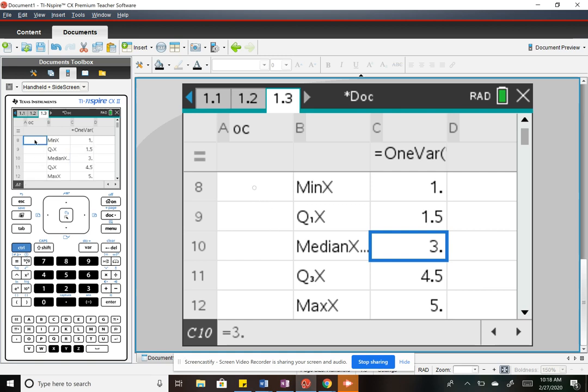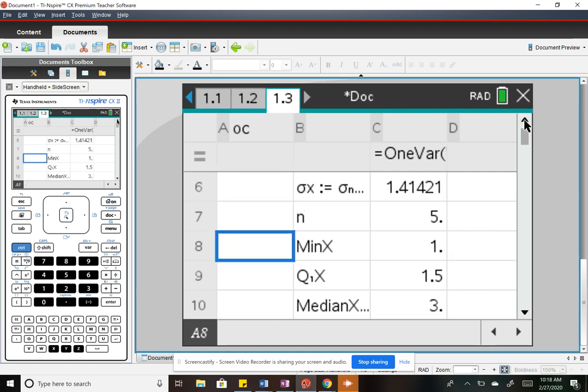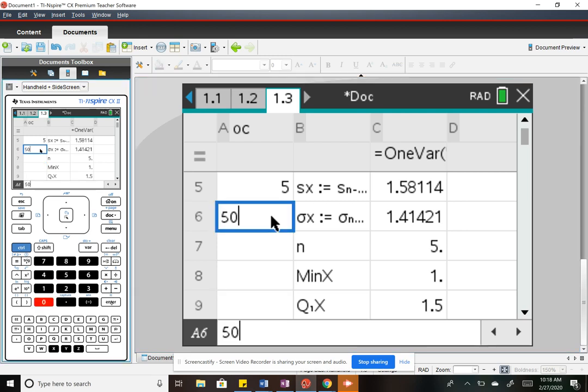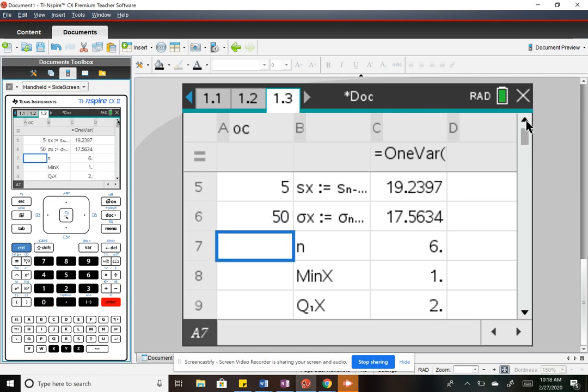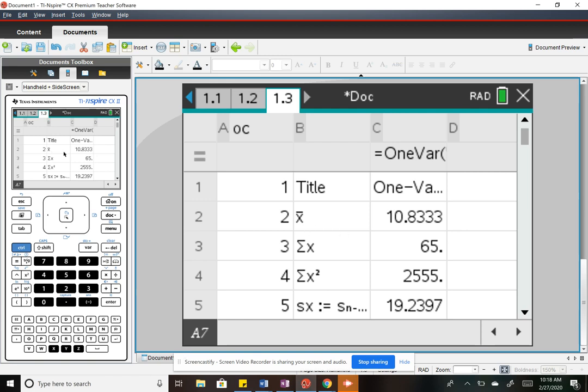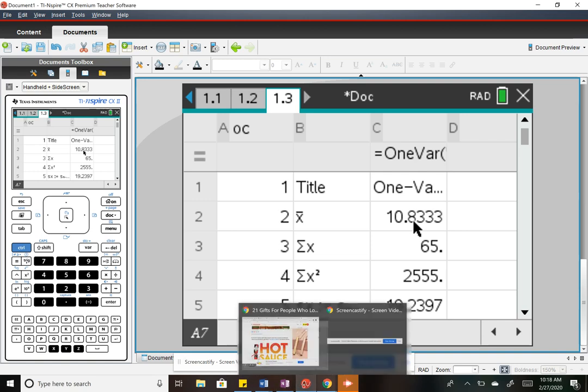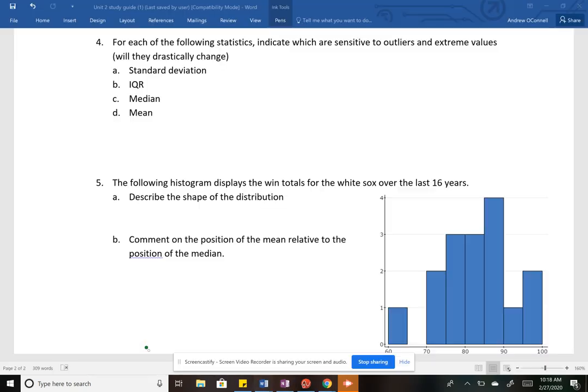All right, now what happens if I throw an outlier into the mix? Previously, we had a 5. Now let's say something like 50. 50 should definitely be an outlier from the number set 1, 2, 3, 4, 5. And let's compare some things. Our mean went from 3 to 10.8, which is almost 11. So you could definitely say that the mean dramatically increased. So we call it sensitive to outliers.